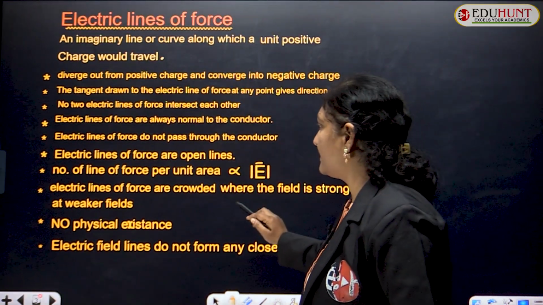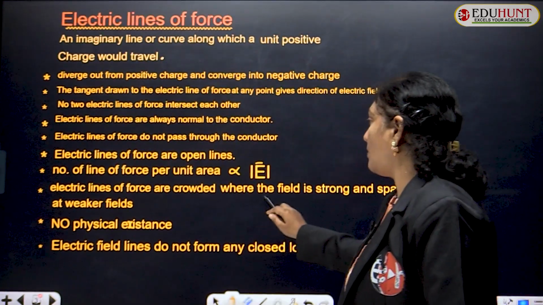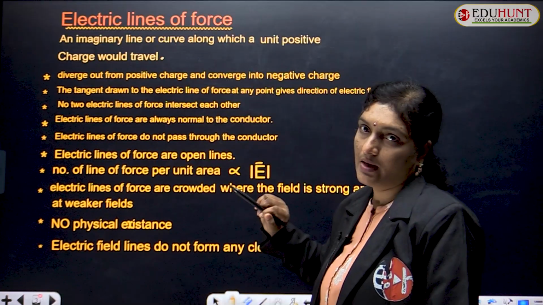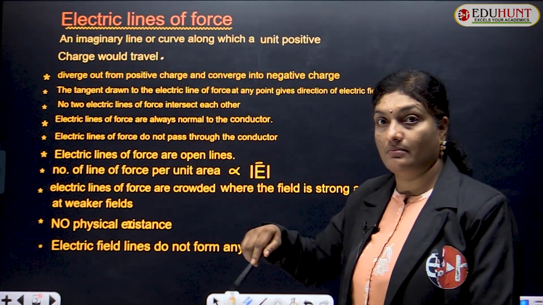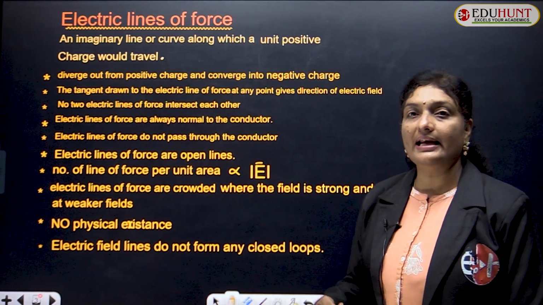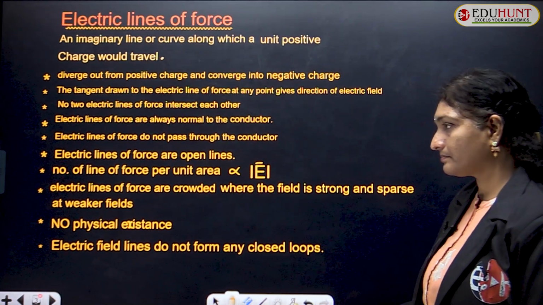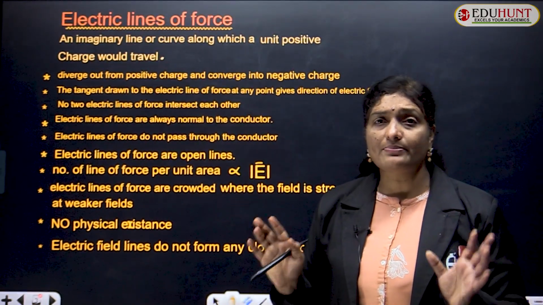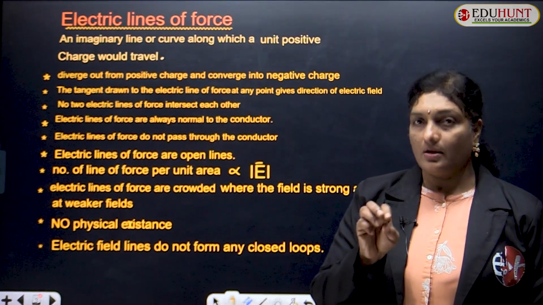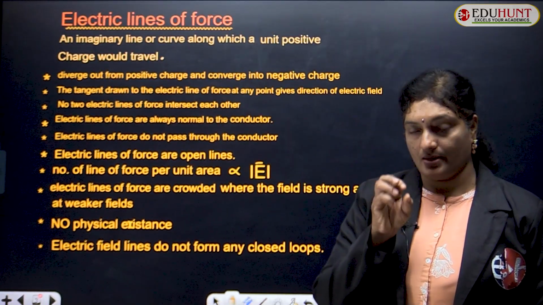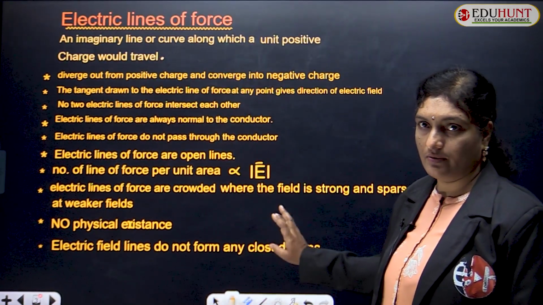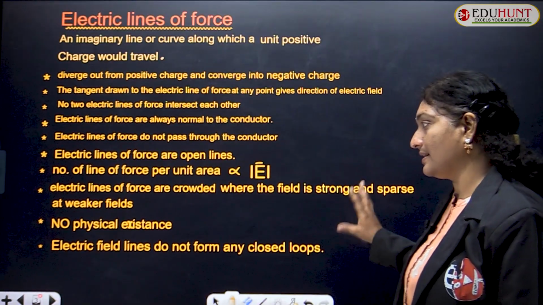So, these 2 points indicate the same, children. Electric field lines are crowded where the field is strong and sparse where the field is weaker. And the number of electric lines of force directly indicates the electric field intensity at that point. Actually, I told you from the beginning that these electric field lines are imaginary lines, imaginary curves we have assumed, but there is no physical existence of these electric field lines. We are just imagining, that's it.